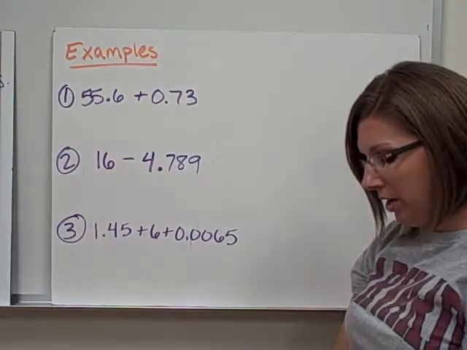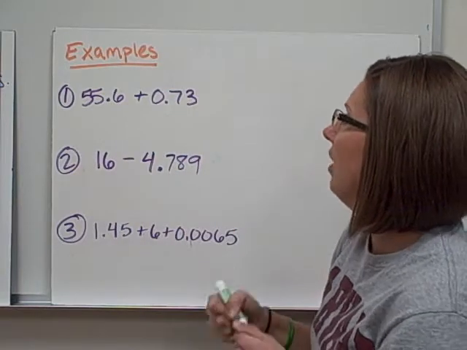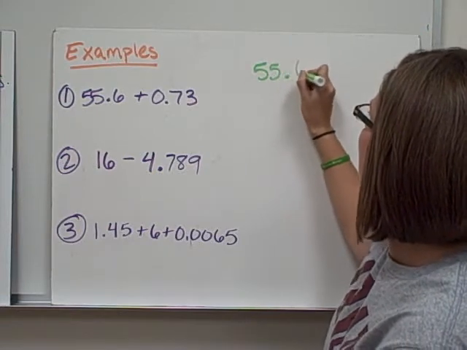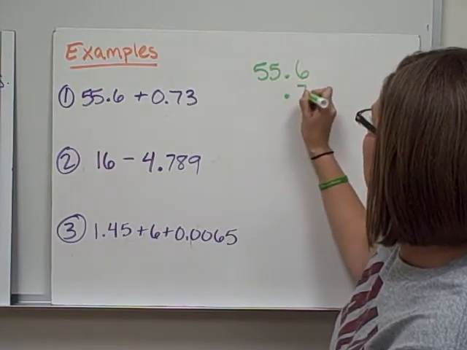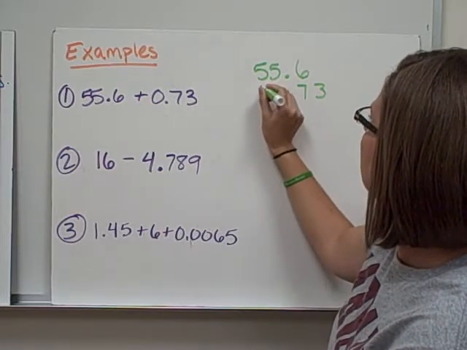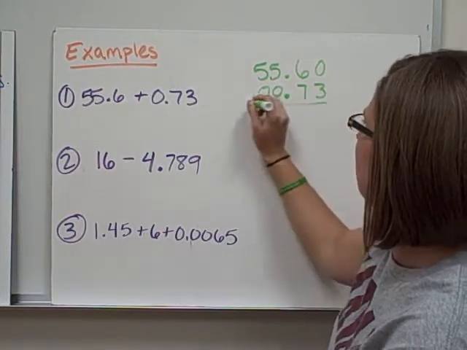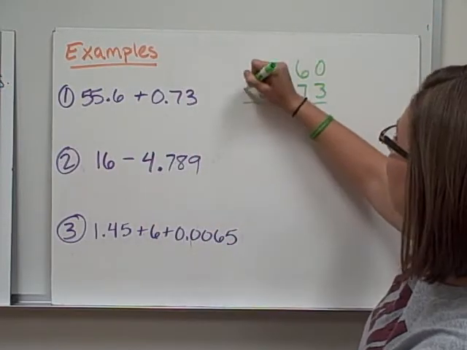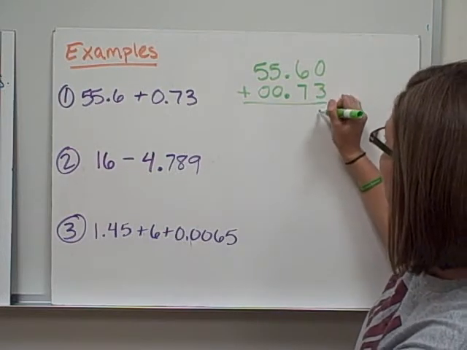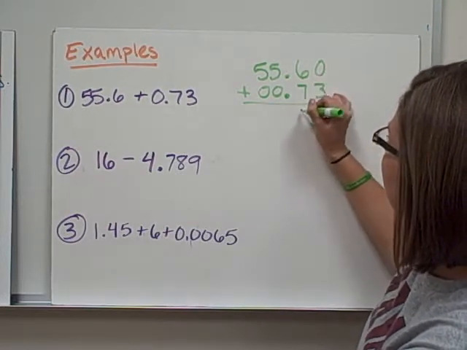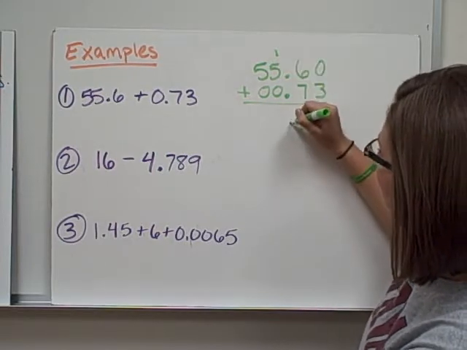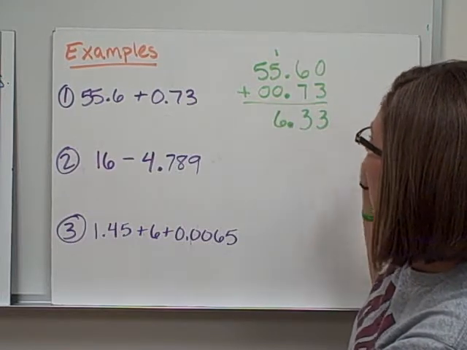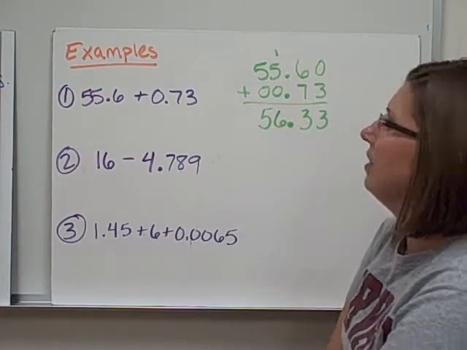Okay, here's some more examples. I need to add 55.6 plus 0.73. I'm going to line up my decimals and put zeros as placeholders. Double check to make sure it looks right, and then I'm going to add. 0 plus 3 is 3. 6 plus 7 is 13. Bring down my decimal. 1 plus 5 plus 0 is 6, and then 5 plus 0 is just 5. 56.33.